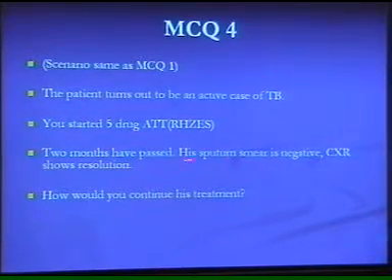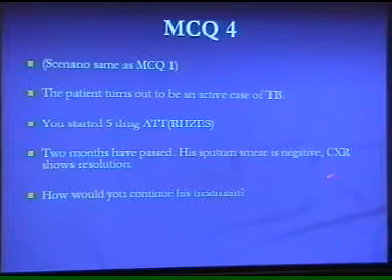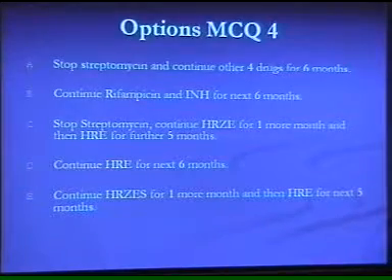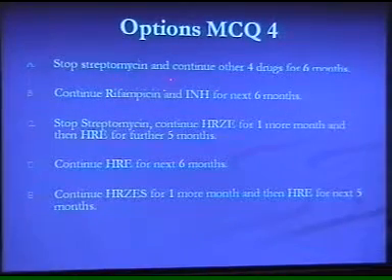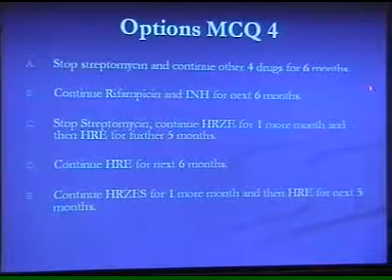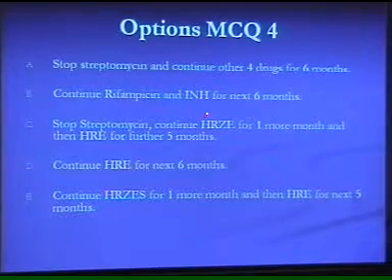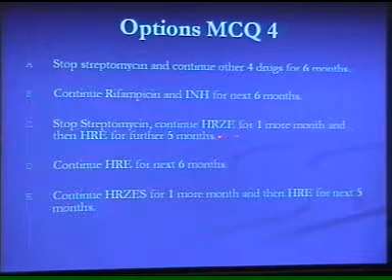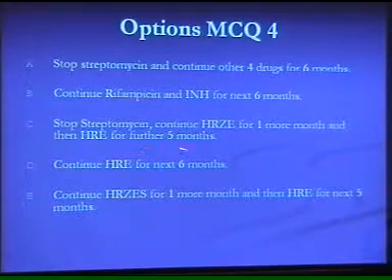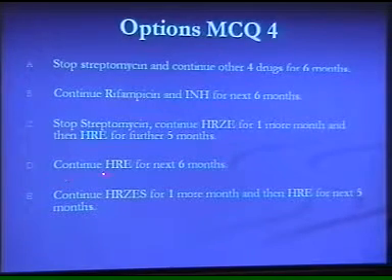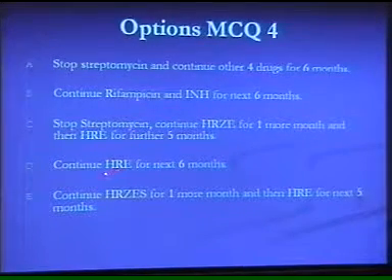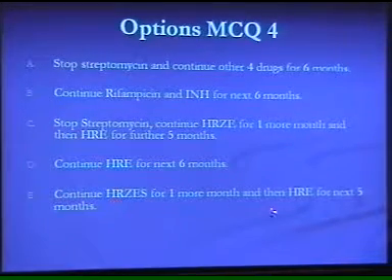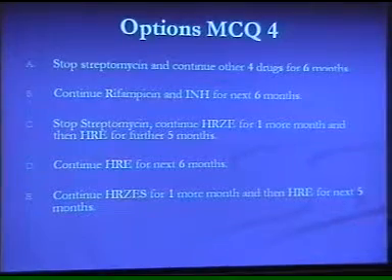2 months have passed and his sputum smear is negative. Chest X-ray has shown resolution. Now what are you going to do? Stop streptomycin and continue other 4 drugs for 6 months. You will continue rifampin and INH for 6 months. You will stop streptomycin, continue 4 drugs for 1 more month and then 3 drugs for 5 months. Or you will continue 3 drugs for 6 months, isoniazid, rifampin and ethambutol. Or continue all 5 drugs for 1 more month and then 3 drugs for next 5 months.